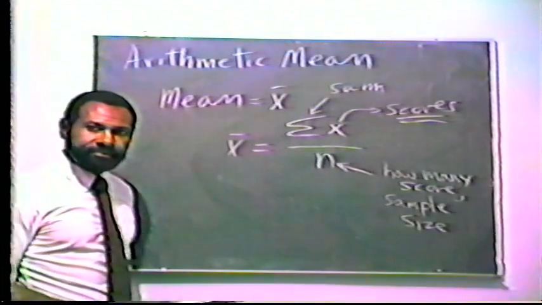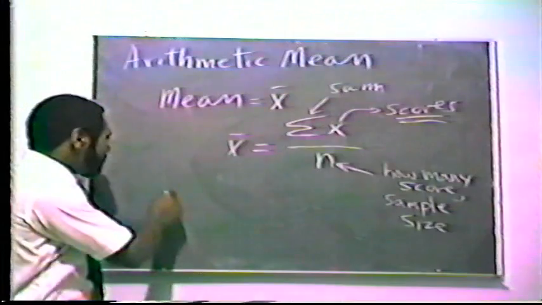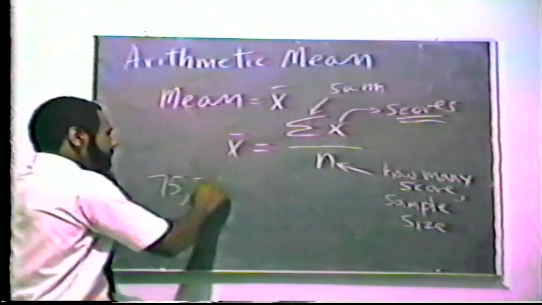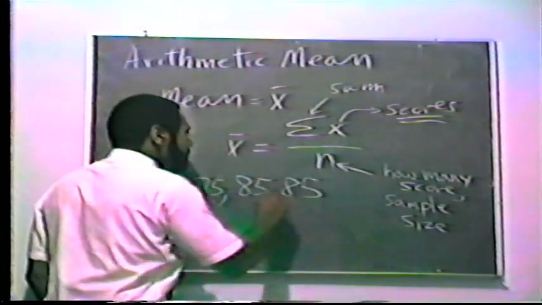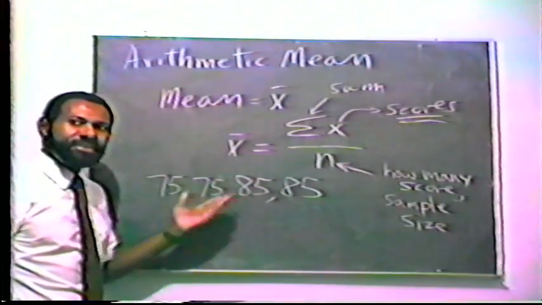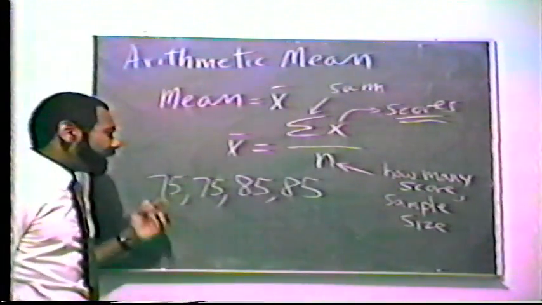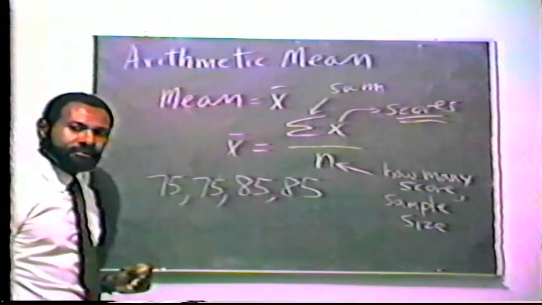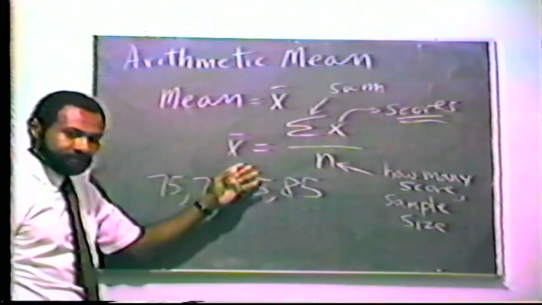For example, if we have 4 test scores, 75, 75, 85, 85, 4 test scores. This is an example of a sample of a data set, a set of data. If we want to find the mean of this set of data, or the arithmetic mean of this set of data, we would use this formula.